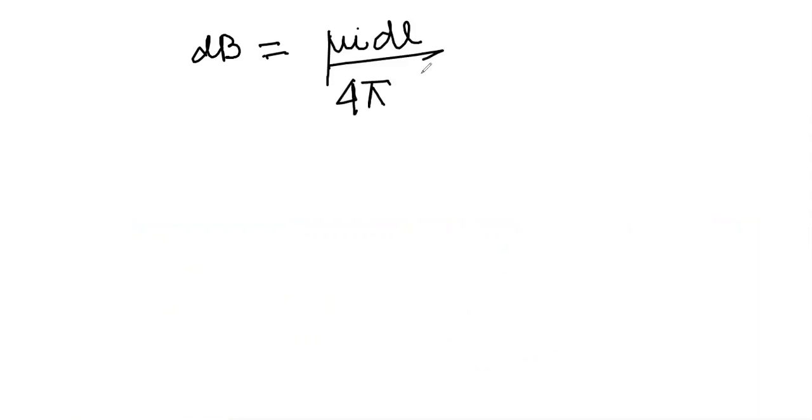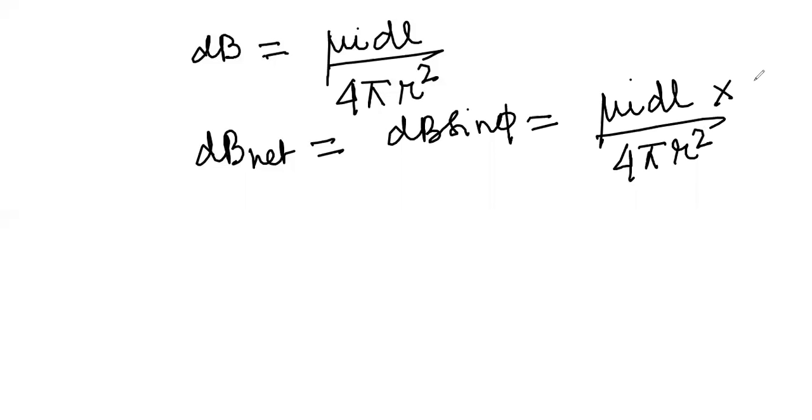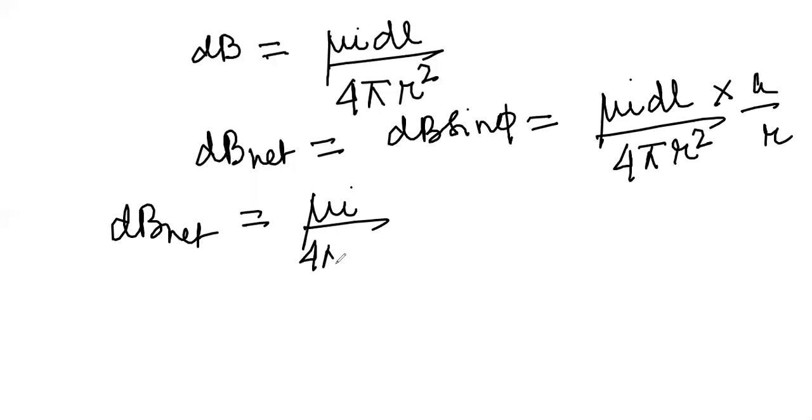We have already got dB is equal to mu I dl by 4 pi r square, and we have got dB net is equal to dB sin phi. So I quickly put the value of dB and sin phi in this equation. I'll get mu I dl by 4 pi r square, and sin phi is, we have already got, A upon R. So we get dB net is equal to mu I by 4 pi r cube into A dl. Now in order to find the B net, we have to integrate.